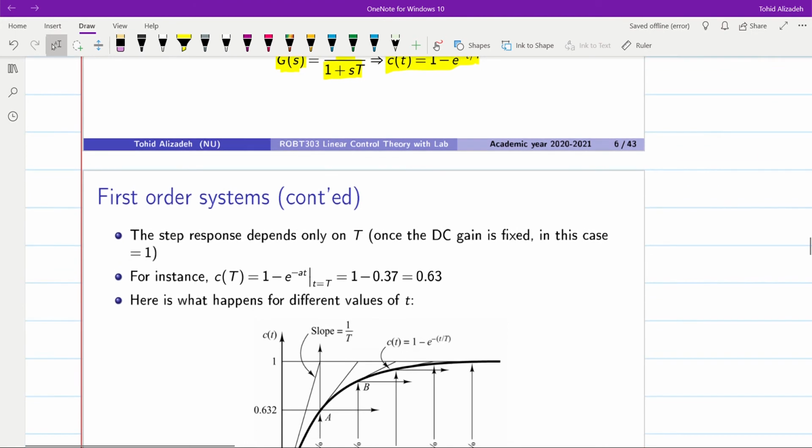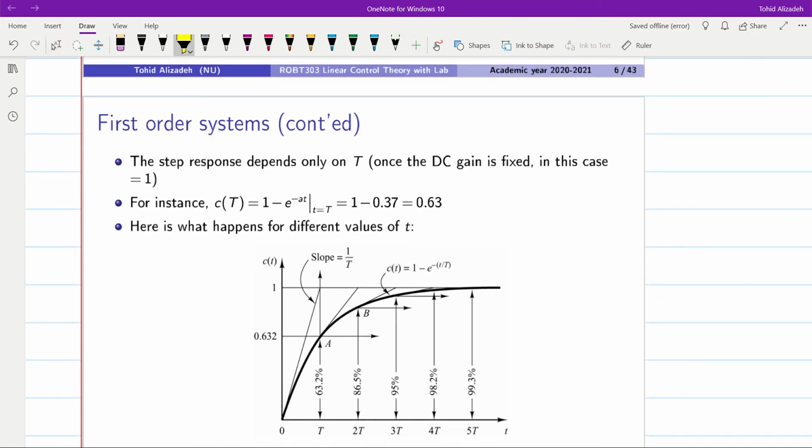For instance, we can find the value for the response of the system at time t equal to the time constant. So t is equal to T here, and it is equal to 0.63. And since over here the DC gain of the system is 1, meaning that the final value will be equal to 1, this 0.63 means that the response of the system reaches 63% of the final value at time equal to the time constant, t equal to capital T.